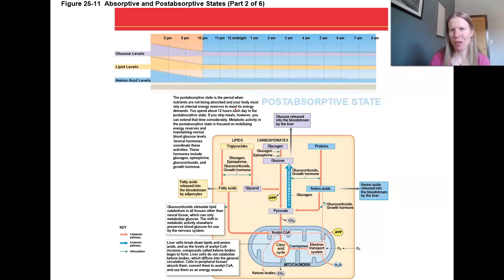Now notice what happens. All these lines are red, which indicates catabolic reactions. So we take lipids and break them down into fatty acids and feed metabolism. We're taking glucose and splitting it and making ATP. Our proteins are getting broken into amino acids, which are being fed into the cycle.